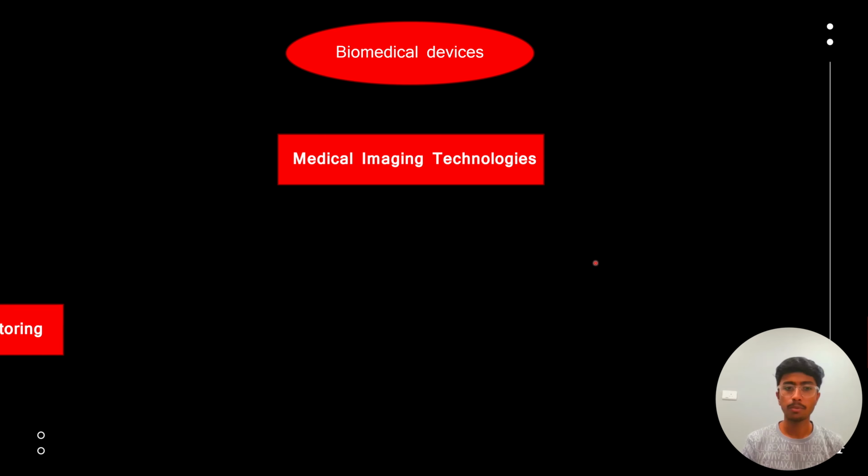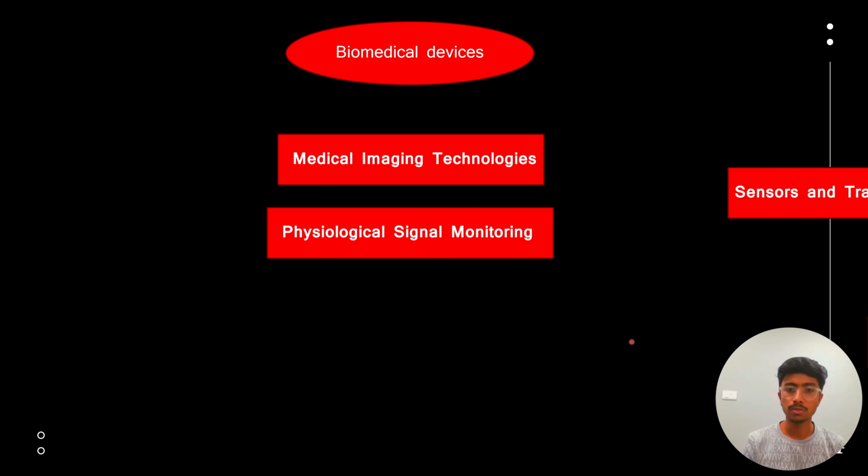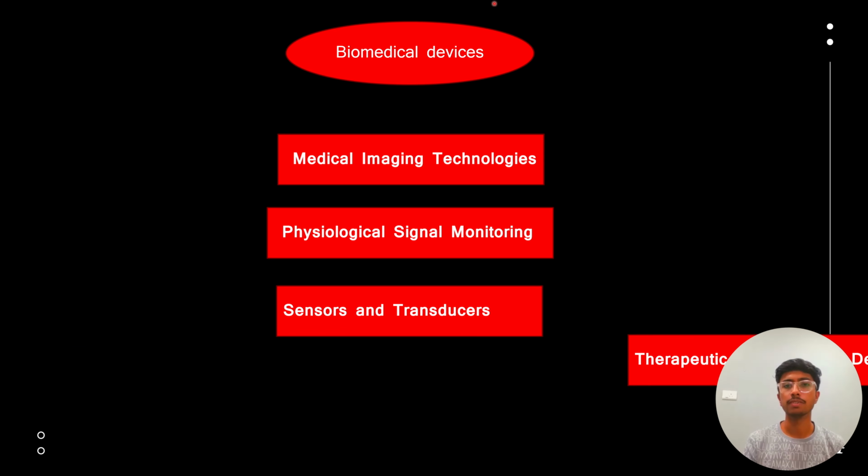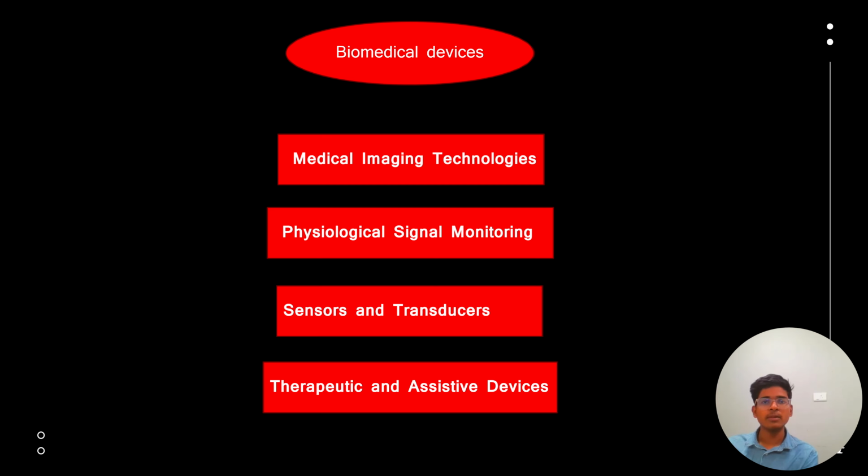The biomedical devices can majorly be divided into four categories, that is, medical imaging technologies, physiological signal monitoring, sensors and transducers, and therapeutic and assistive devices. Now let's look into the constraints involved in designing of chips in these devices.